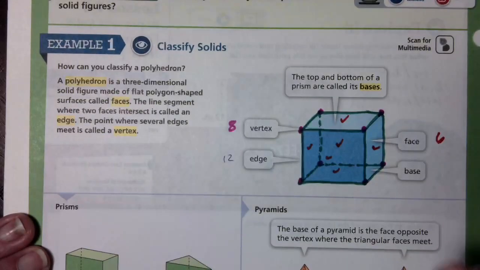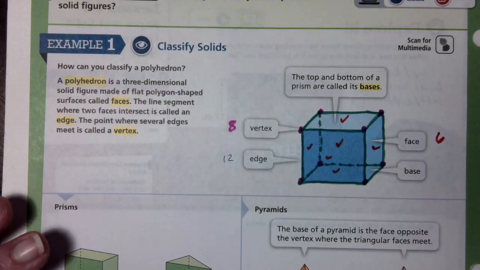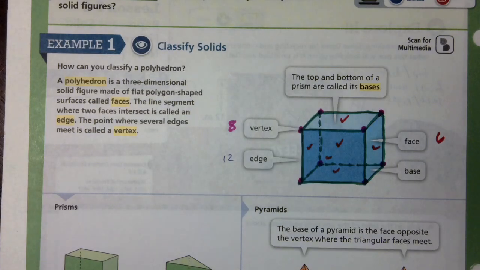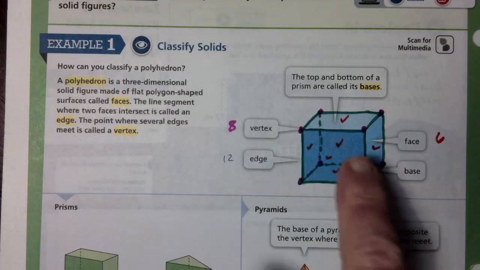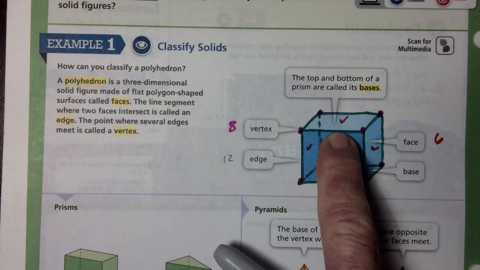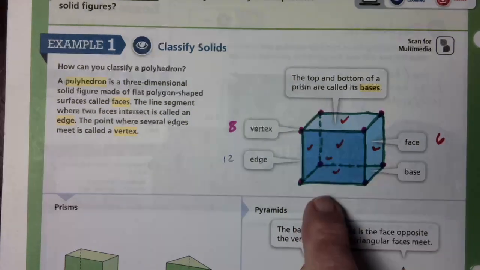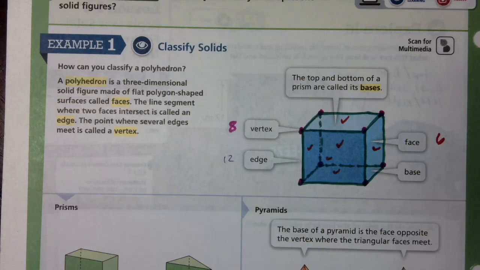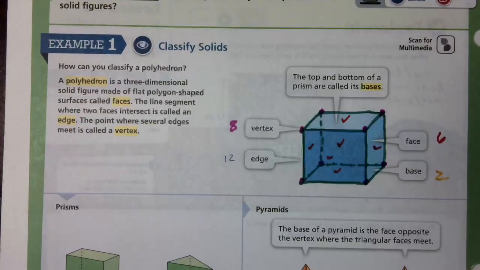Now, I don't like where they mark the base, because the base does not have to be what it's sitting on. The base is whatever the shape is when you look down on it from top to bottom, and it's the same all the way down. So this top plate could actually be called a base. And see what it says up here? The top and the bottom of the prism are called the bases. So this is a base, and this down here is a base. So there's actually 2 bases. And we'll put that in orange. There's 2 bases. Top and bottom. Okay?